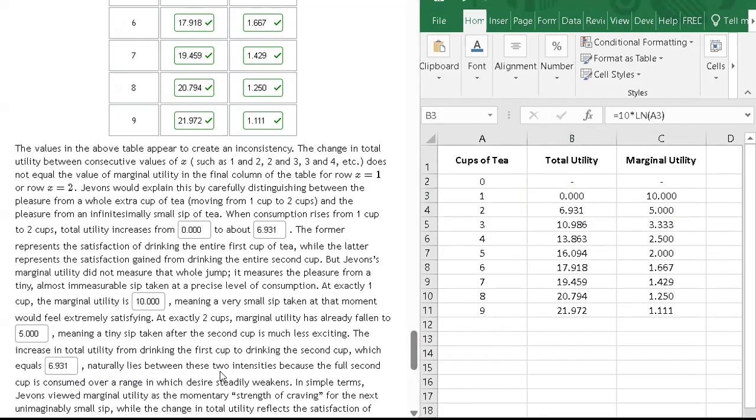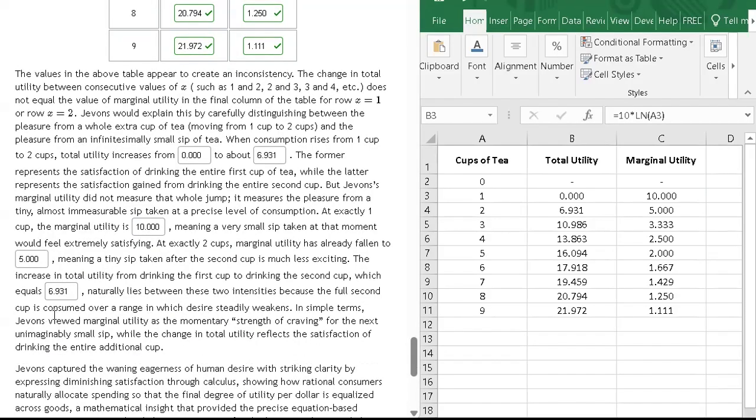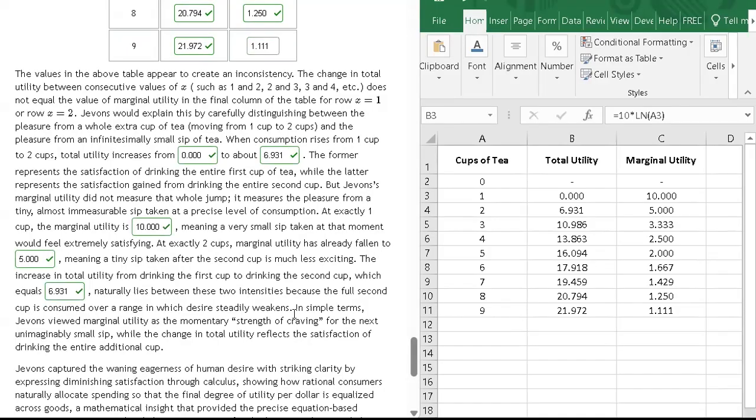Naturally, it lies between these two intensities, 10 and 5, because the full second cup is consumed over a range in which desire steadily weakens. In simple terms, Jevons viewed marginal utility as the momentary strength of craving for the next unimaginably small sip, while the change in total utility reflects the satisfaction of drinking the entire additional cup.